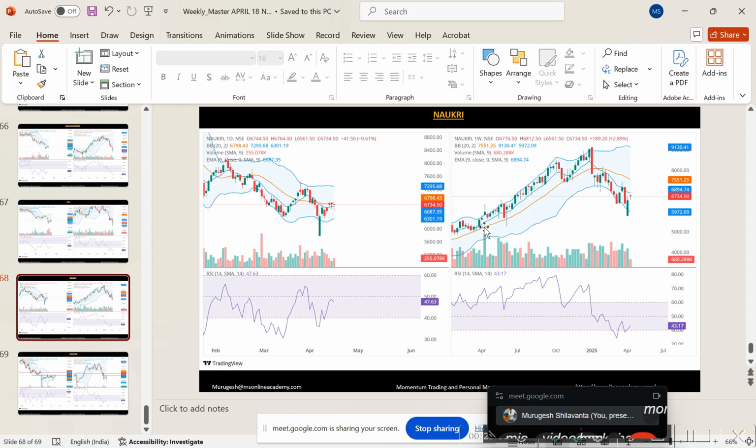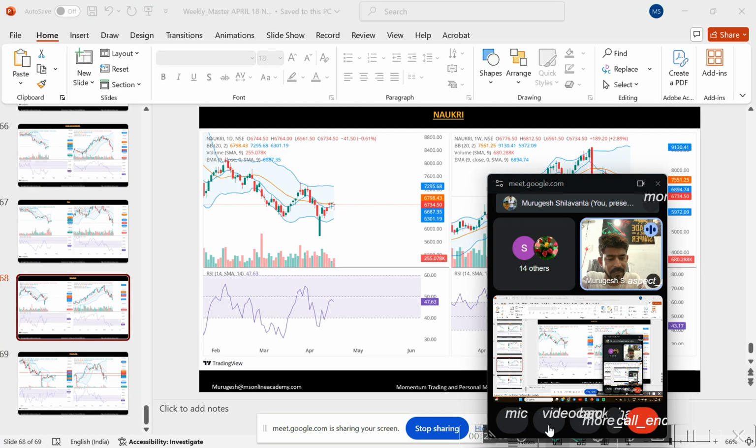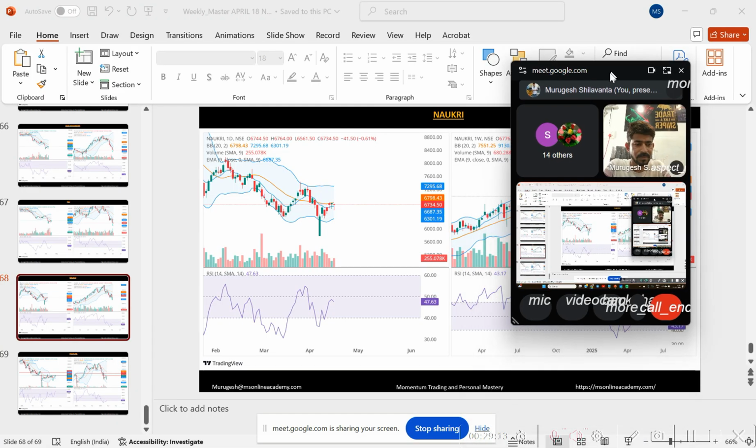If you have already prepared your basket, then guys you can share with me. We can discuss those stocks. Any questions, guys? Kalai and other guys, any questions? No, sir. Okay.